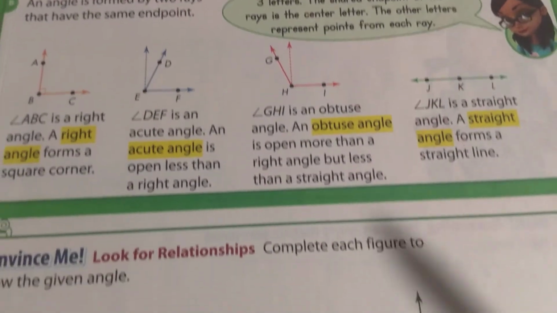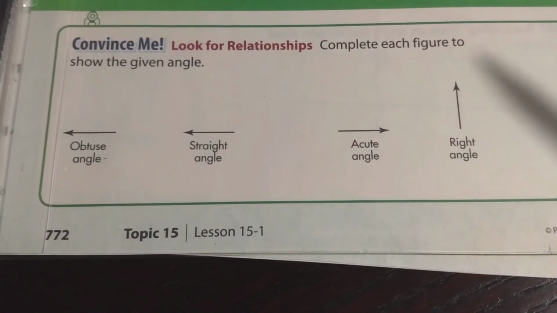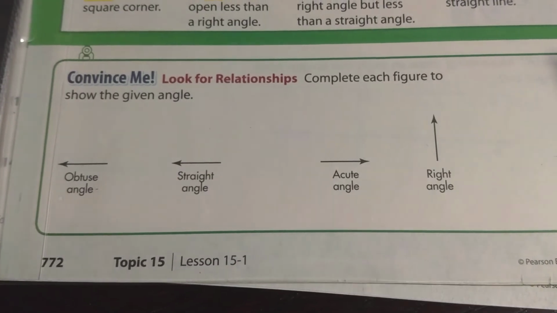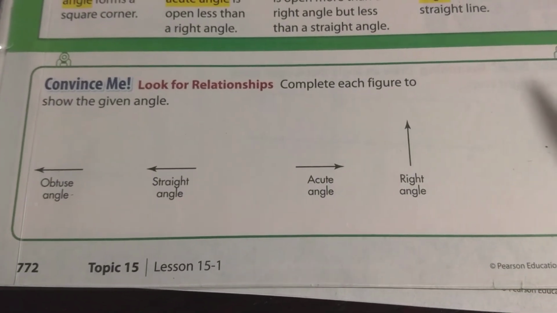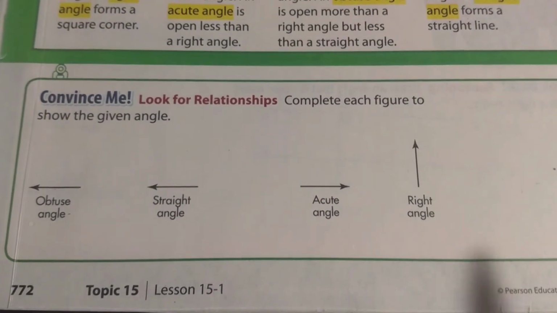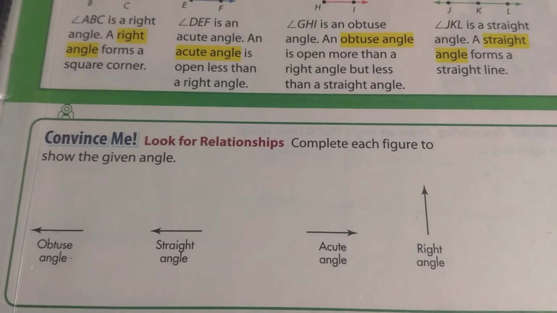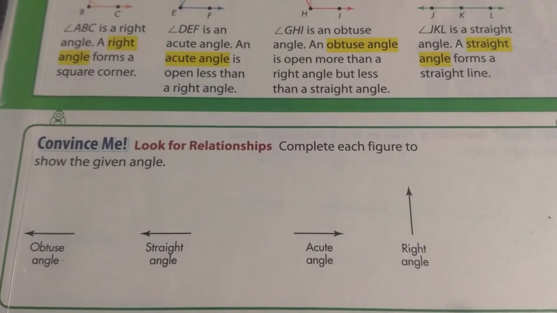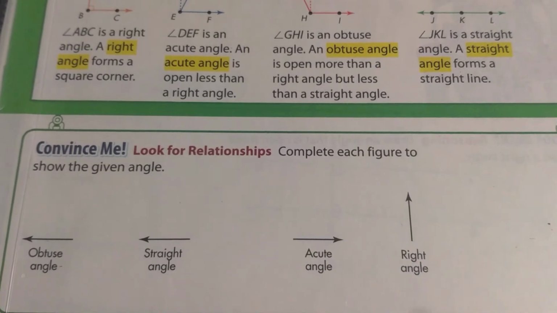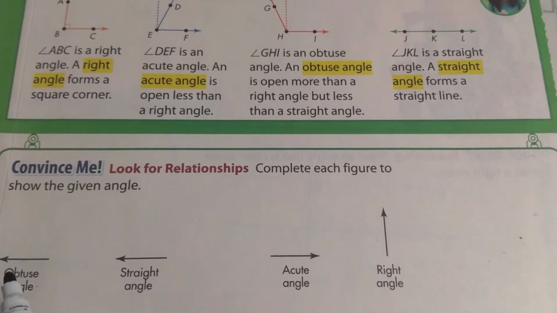All right, now at the bottom of your paper, and this is page 772, it says here, look for relationships. It says, complete each figure to show the given angle. Okay, so our first angle is an obtuse angle. Now we know that an obtuse angle is open wider than a what? A right angle, remember?